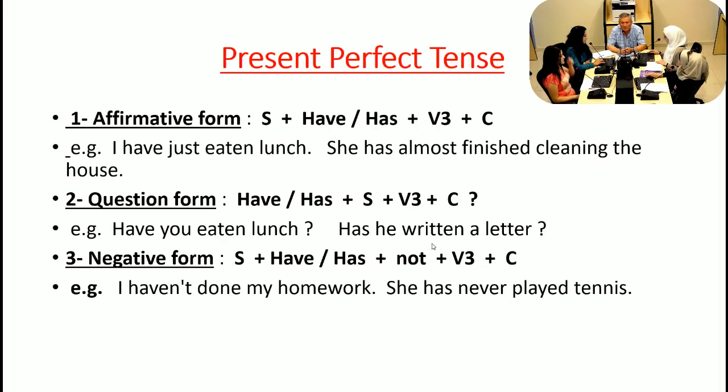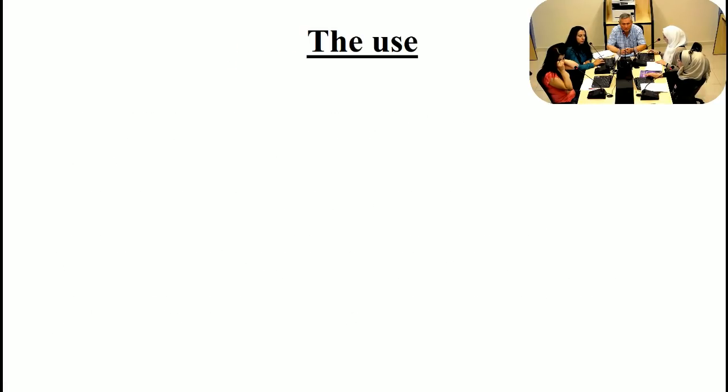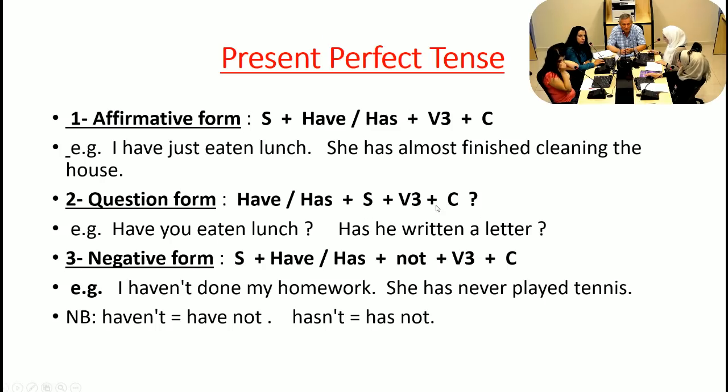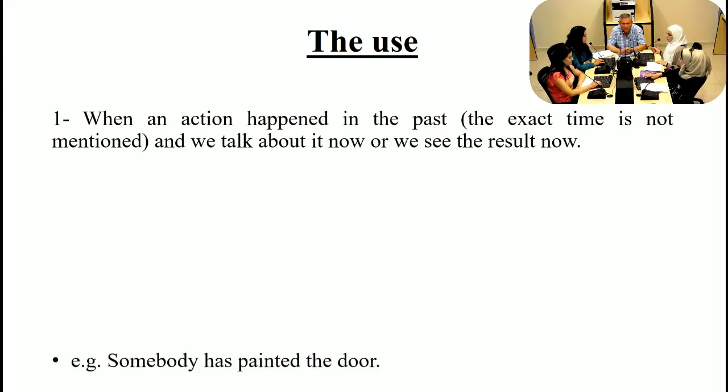Here we use never to negate the sentence. Next, Ms. Samar. Note that haven't means have not. Hasn't means has not. And here we don't have to make any change on the verb after have or has. Yeah, next. The use, Miss Saula.